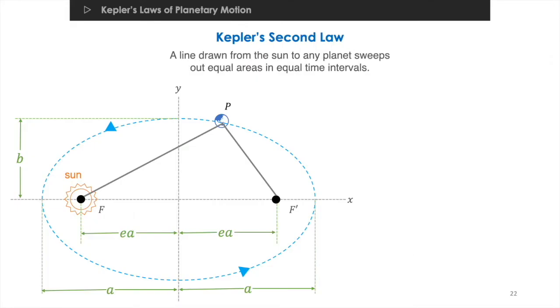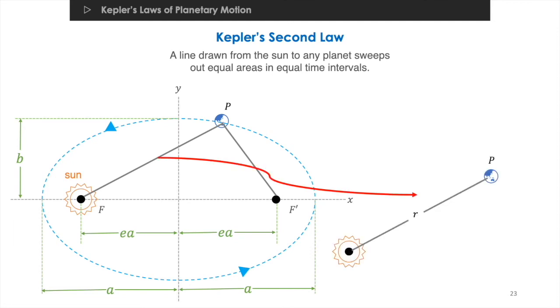Kepler's second law states that a line drawn from the sun to any planet sweeps out equal areas in equal time intervals. As an example, let's examine the differential area swept by line FP. After a small time interval dt, not shown here, the line moves through an angle d theta. If we look at this small area shown by this shaded region, it looks like a triangle with height r and base r d theta.